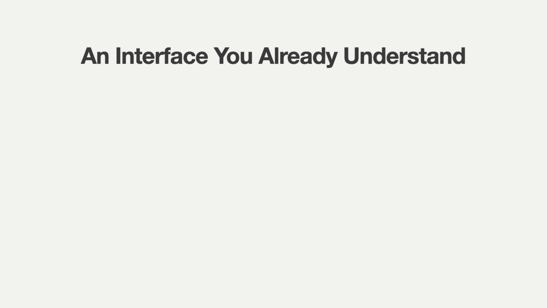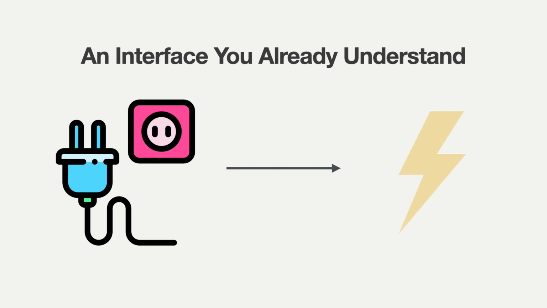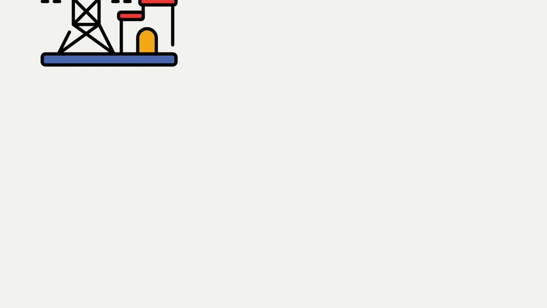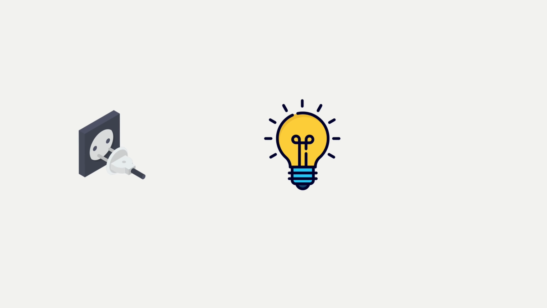A great analogy for an API would be an electrical outlet. You plug in your phone charger and get electricity. You don't need to know where the power comes from, how the grid works. You just know, plug in here and get power. The outlet is a standardized interface. There's different types of outlets, but they all deliver electricity the same way. APIs work exactly like this.